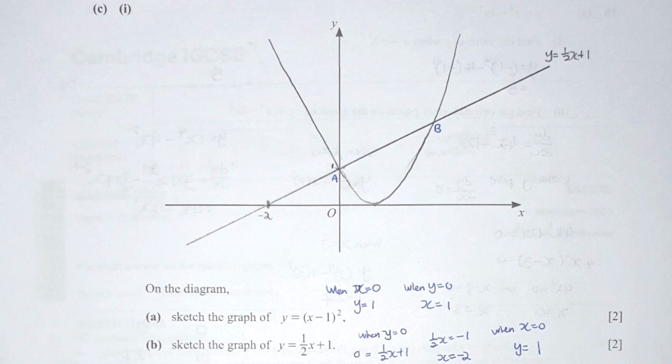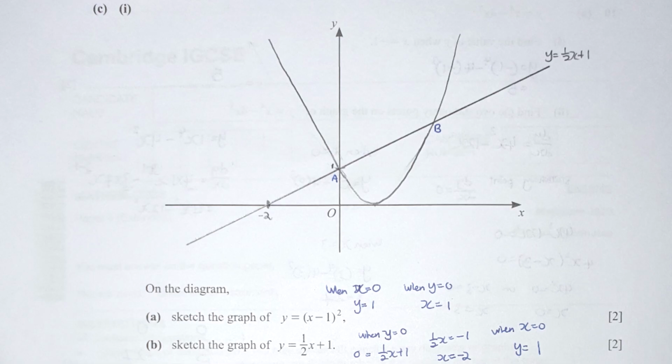Okay, so as per usual, I'm setting when x equals to 0 and y equals to 0 on the first equation. So when x equals to 0, my y will be 1, and when y equals to 0, my x will be 1. So with this, I can roughly sketch out that it is a U-shaped curve that is upwards sloping. Then for part B, when I substitute y equals to 0, my x will be −2, and when I substitute x equals to 0, my y will be 1.